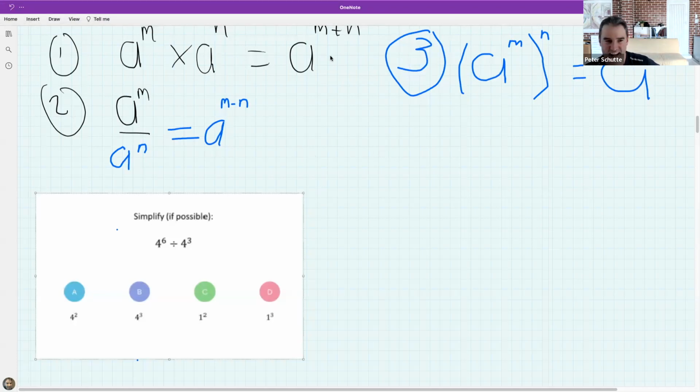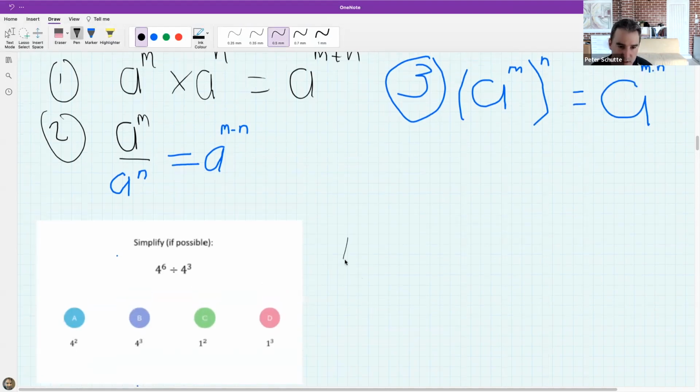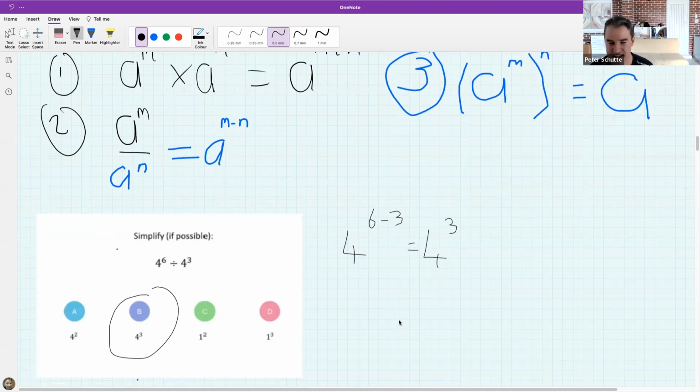Okay. Lebo, what do you think? I get the impression that students are nailing this. Yes. Okay, so the bases are the same. And since they're the same, we're dividing, we just subtract the powers. And so we get 4 to the power of 3, which is option B. Well done, guys. Yes, Ayanda.